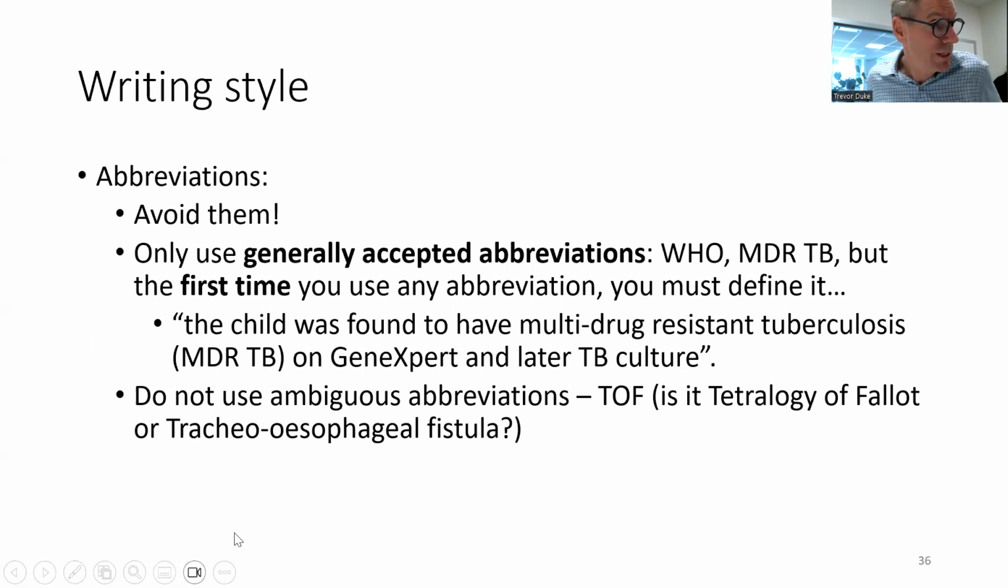You shouldn't use ambiguous abbreviations, and there are many that are ambiguous, as in they might have two meanings. So TOF, is it tetralogy of Fallot or is it a tracheoesophageal fistula? That's just one example of an ambiguous abbreviation. So don't use obscure abbreviations and don't use ambiguous abbreviations. Only use abbreviations that are generally well accepted, and always define them the first time you use them when you're writing.